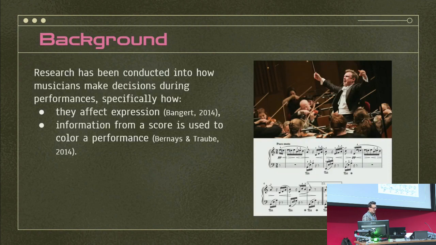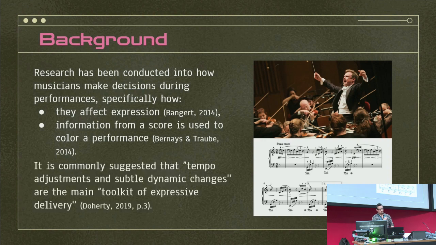Now, for background, research has been conducted into how performers make decisions and how they think about music, specifically how it relates to expression, or how we interpret a score in order to colour the performance. But it's commonly suggested that tempo adjustments, which is the pulse that moves with how people play a piece, are very different for every performer, and that subtle dynamic changes, so loudness variation, are the toolkit of expressive delivery.